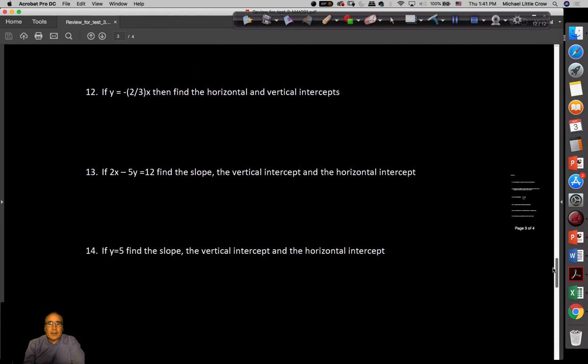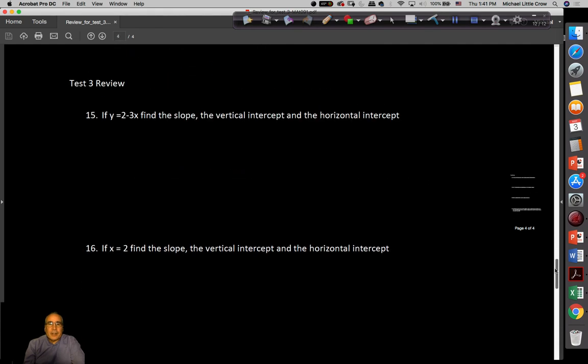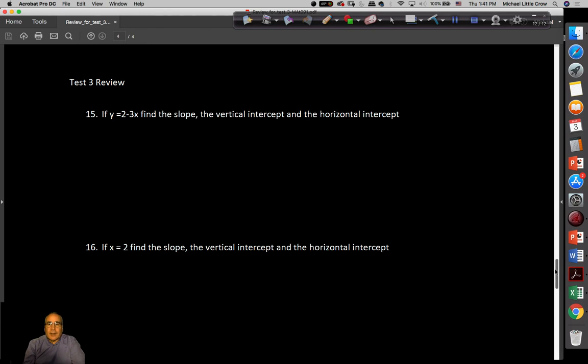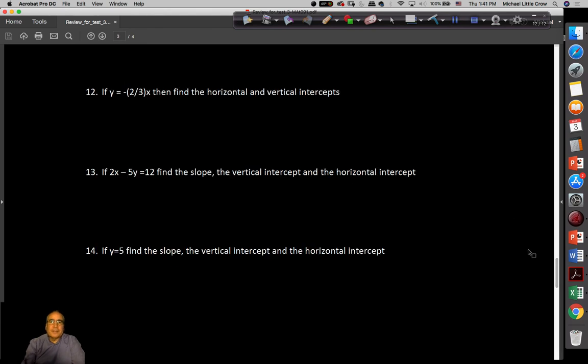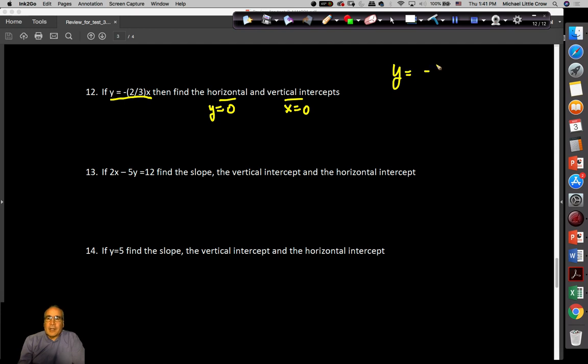Let's take a look at 12, 13, and 14 all at the same time. Okay, so we're given an equation, y equals negative 2/3 x. Find the horizontal and vertical intercepts. Remember, horizontal intercept, y equals 0. Vertical intercept, x equals 0. So we have the equation y equals negative 2/3 x. Whichever one you want to start with, let's go ahead and plug in 0 for y first.